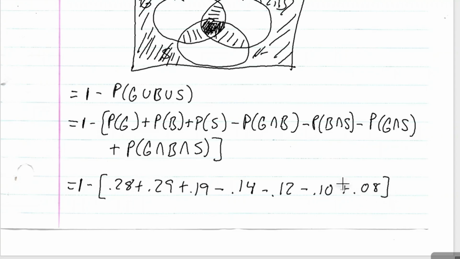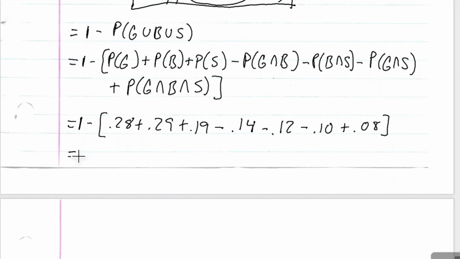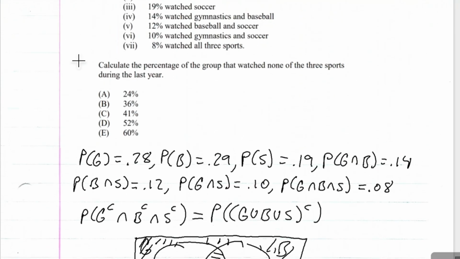Okay, so this is equal to 1 minus 0.48. If you were to do all these calculations, it would give you 0.48. And 1 minus 0.48 is 0.52. So our answer would be there's a 52% chance that they watched none of the 3 sports in the last year.